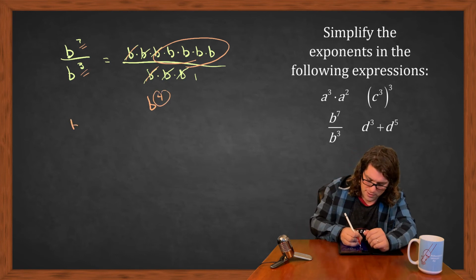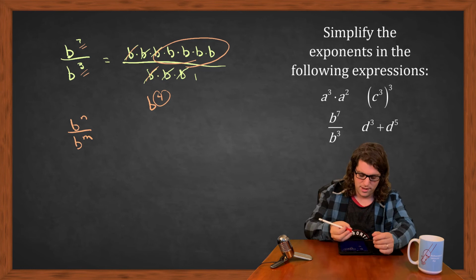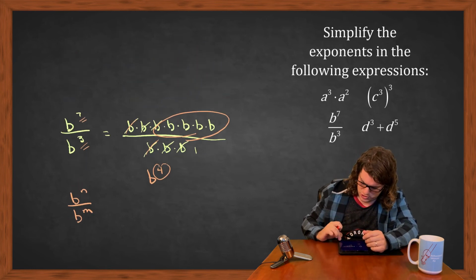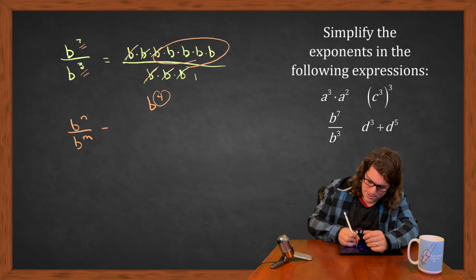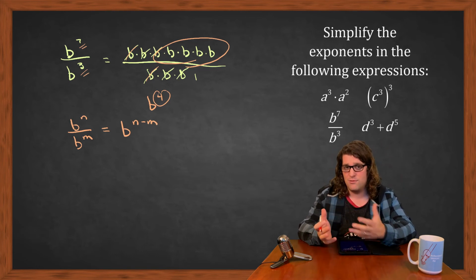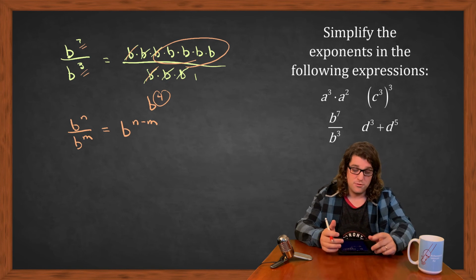So generally, we could say that b to the n over b to the m, and of course I put them the other way around alphabetically. It really doesn't matter, but it's a little bit on the strange side. And so I'm going to say that that is equal to b to the n minus m, because it is the number of b's multiplied together in the numerator minus the number multiplied together in the denominator.